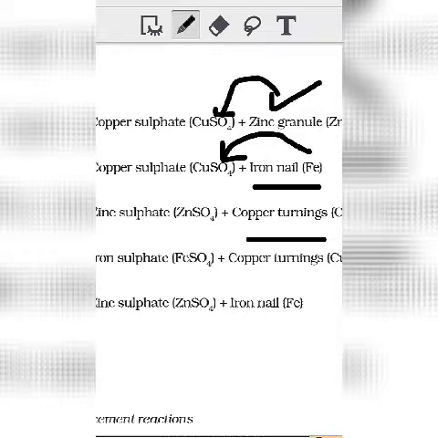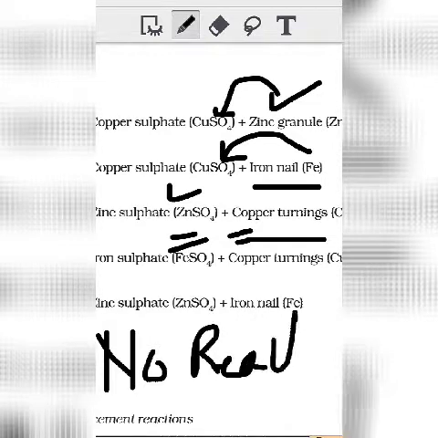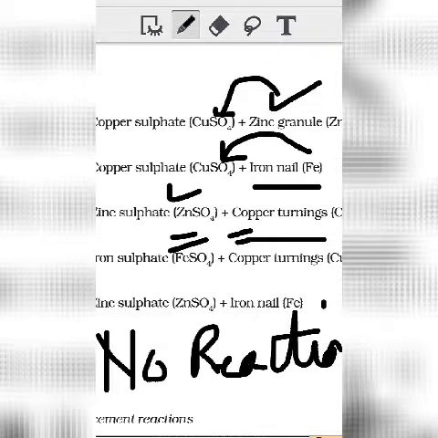What will happen when copper and zinc sulfate react? Will there be a reaction or no? Now, is zinc more reactive or copper more reactive? We know that zinc is more reactive than copper, but since zinc sulfate is in solution form, copper will not be able to react with zinc sulfate, so there will be no reaction. So in this case, there will be no reaction of zinc sulfate and copper.